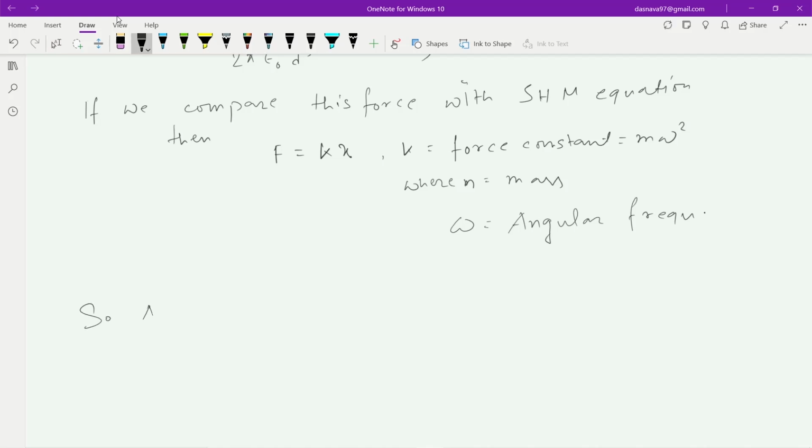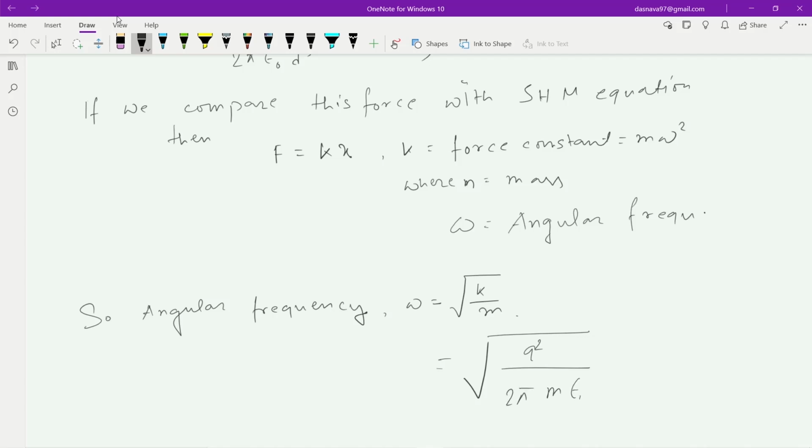So angular frequency omega equals root over k by m. What k did we get above? Angular frequency omega equals root over k by m. The k we found above, we put here, equals q square by 2 pi m epsilon naught d cube. So the answer is option number 1.